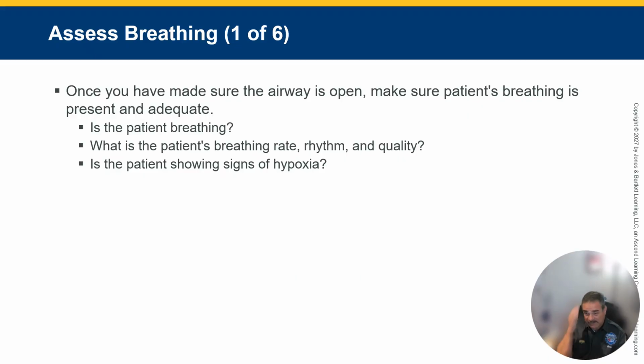When you assess patients and we're doing scenarios, I want you to remember for A, open it, clear it. B, rate and quality. C, rate and quality. Because in B, breathing, rate and quality: how fast is it and how good is it? And is the patient showing any signs of hypoxia? Are they blue? Hypoxia means without oxygen. Look that up. That's vital vocabulary, folks. You need to know that. You will see that on a test.